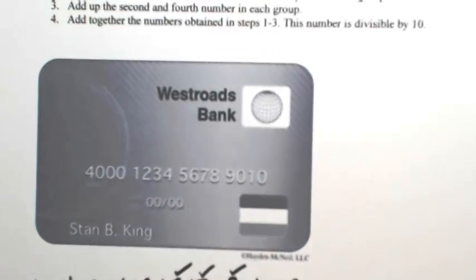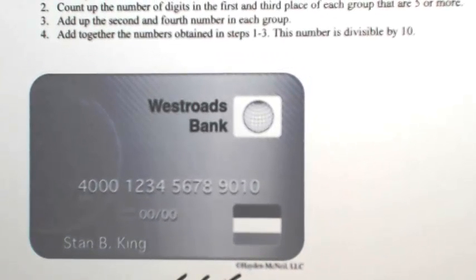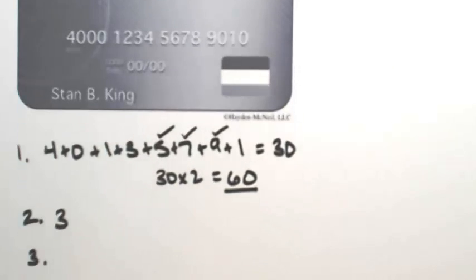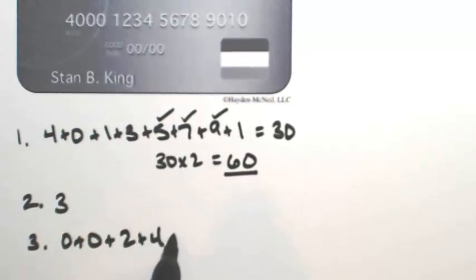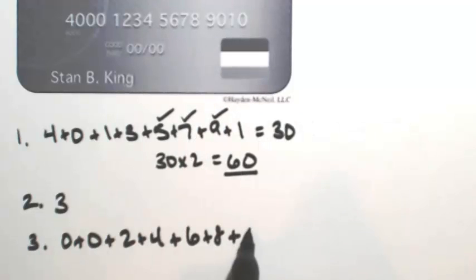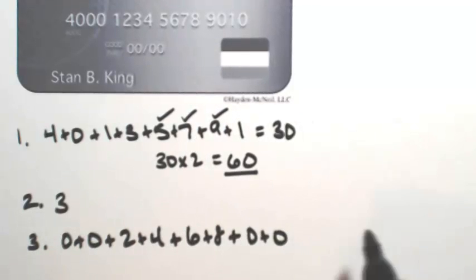Okay, the third step is now we're going to add up the second and fourth number in each group. Okay, so the 0 and the 0, 2 and 4, 6 and 8, 0 and 0. Okay, so adding that together, 2 and 4 is 6, and 6 is 12, and 8 is 20.